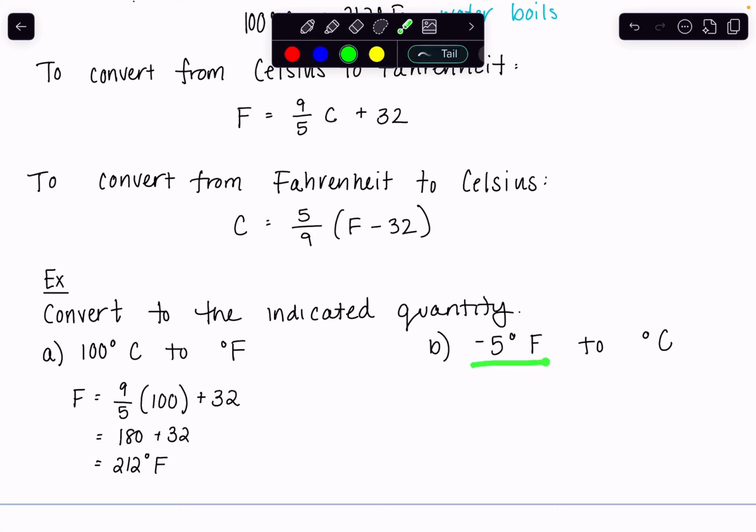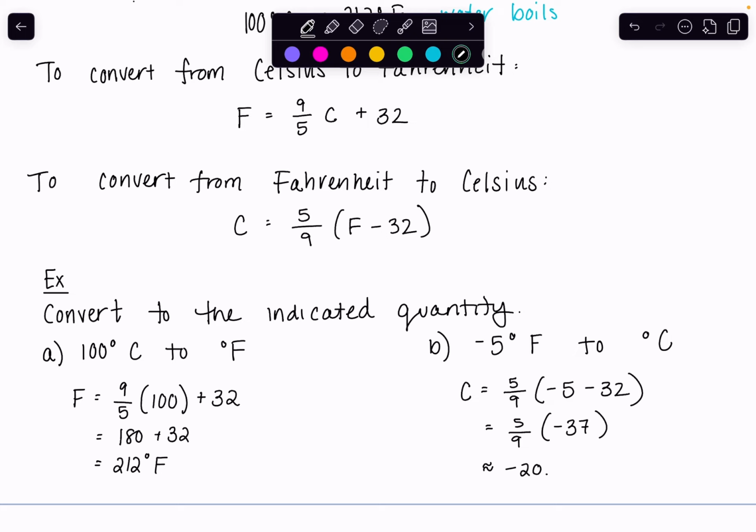So 100 degrees Celsius is 212 degrees Fahrenheit. If I convert -5 degrees Fahrenheit to Celsius, I'm starting with Fahrenheit and getting to Celsius, so it's going to make more sense to use this equation. This is a freezing temperature. So I want to do 5/9 my degrees Fahrenheit minus 32. So you do 5/9 times -5 minus 32, which is -37. And then unfortunately, this is not going to be as nice of a number. It is an approximation. This is about -20.6 degrees Celsius.